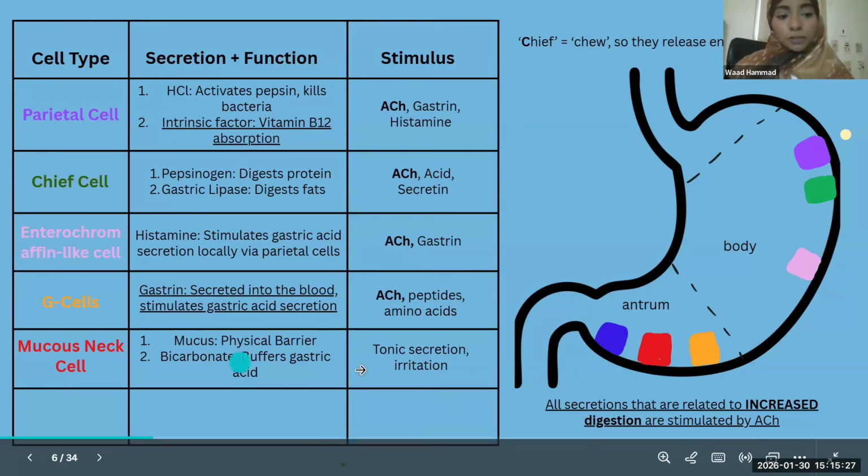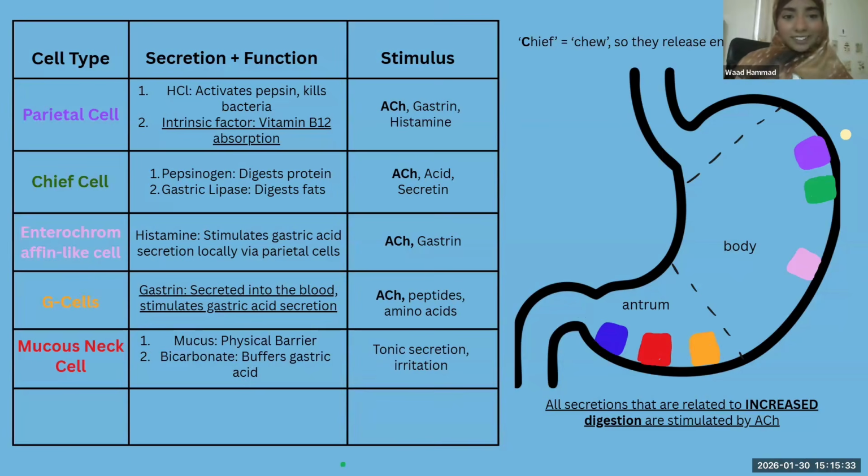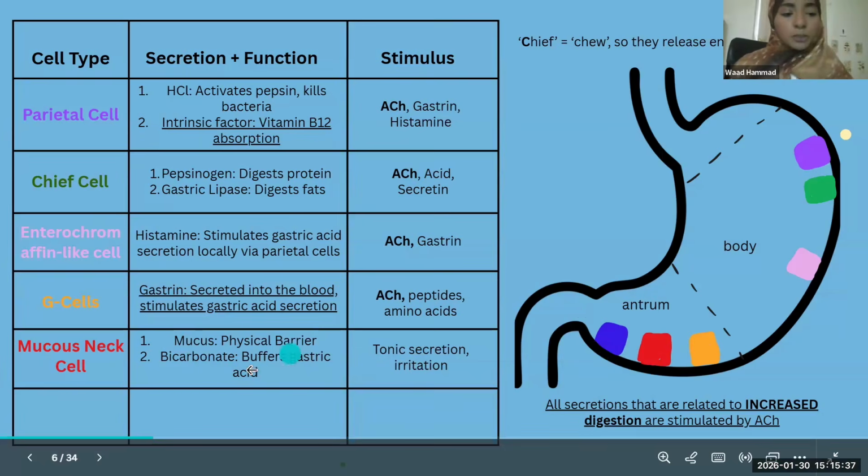It also secretes bicarbonate, and bicarbonate is alkaline. And as you know, the stomach is so acidic. So we do need bicarbonate to buffer the gastric acid.